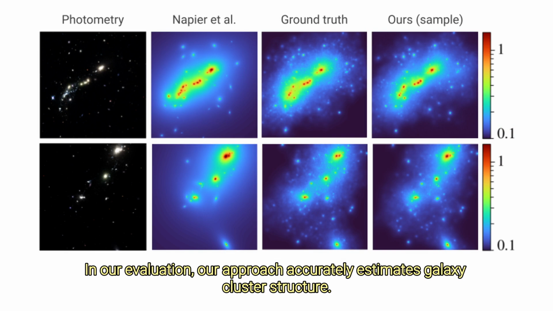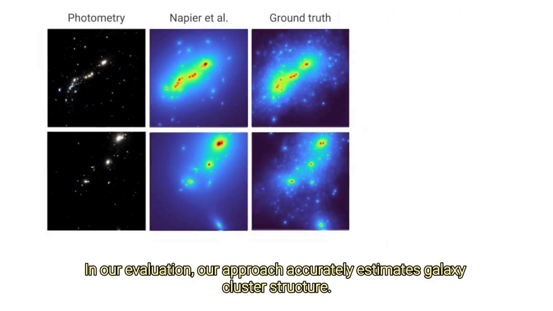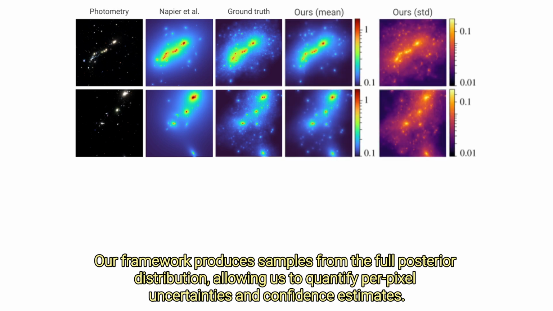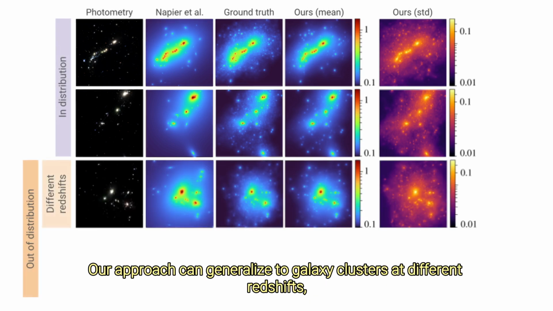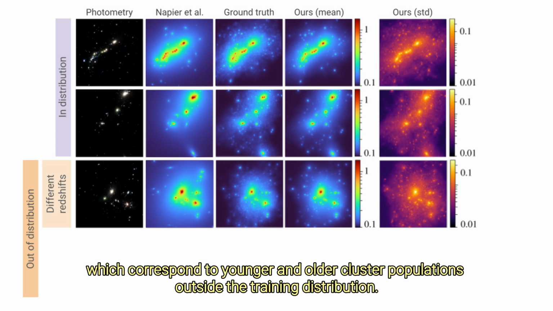In our evaluation, our approach accurately estimates galaxy cluster structure. Our framework produces samples from the full posterior distribution, allowing us to quantify per-pixel uncertainties and confidence estimates. Our approach can generalize to galaxy clusters at different redshifts, which correspond to younger and older cluster populations outside of the training distribution.